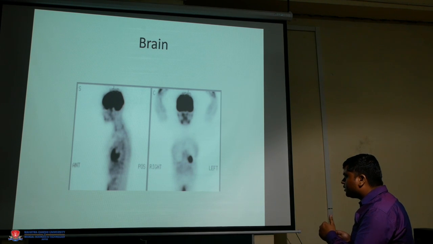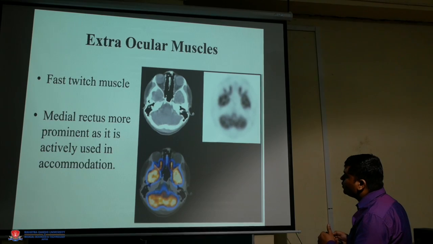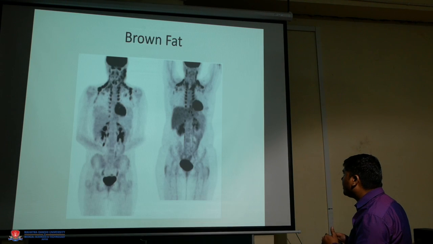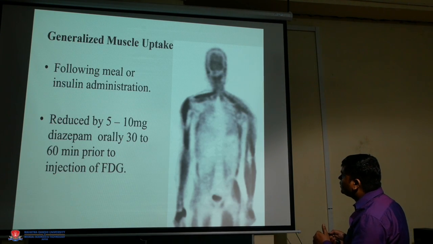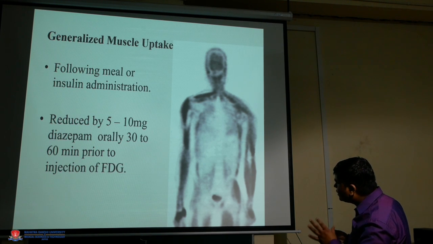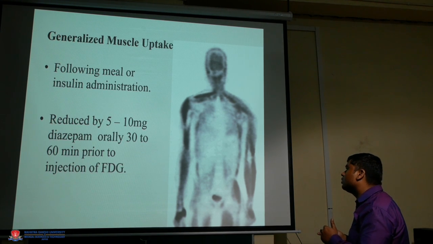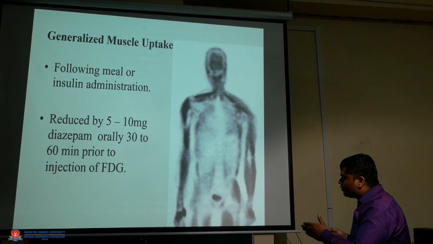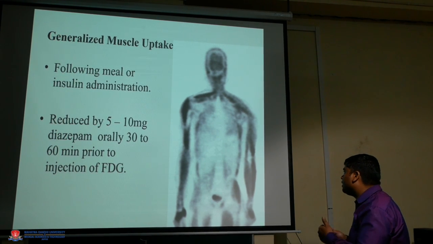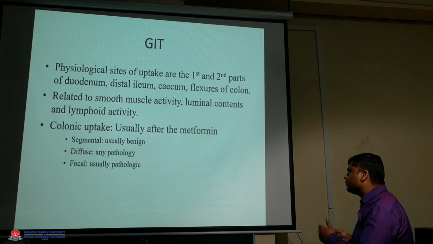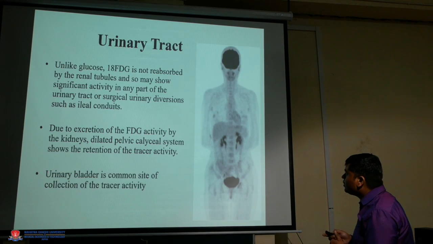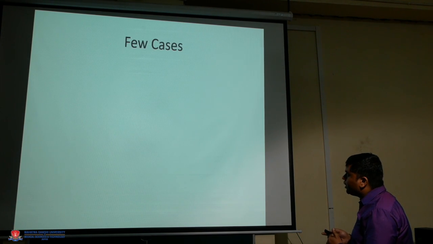In image interpretation, there may be some pitfalls like brain physiological uptake, extraocular muscle uptake, brown fat uptake, thymic activity, myocardial activity, generalized muscle uptake. It may be falsely interpreted. It may be due to a meal or insulin administration before the patient goes for the PET-CT. In GIT uptake, it is commonly seen in the large bowel in patients on metformin. Then there is urinary activity in the FDG PET-CT.